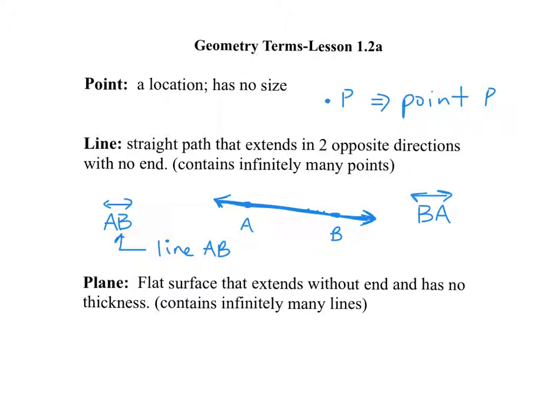Sometimes they're just going to put a little cursive letter next to it. So like that, they might call it line L then. You would just say line L. That's another way that you can name a line. But those are basically your options for how you're going to name a given line. Okay. Questions on that?